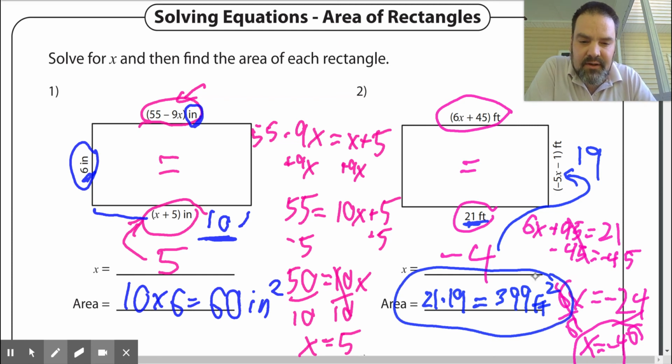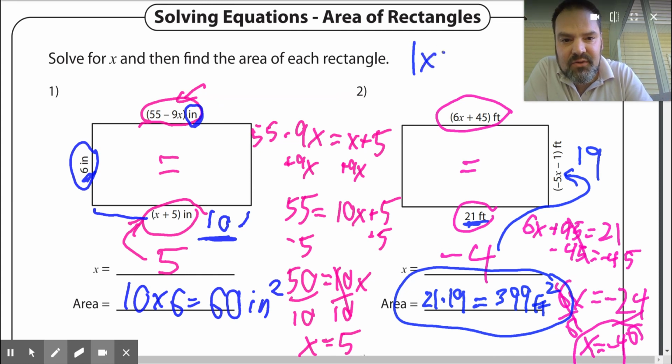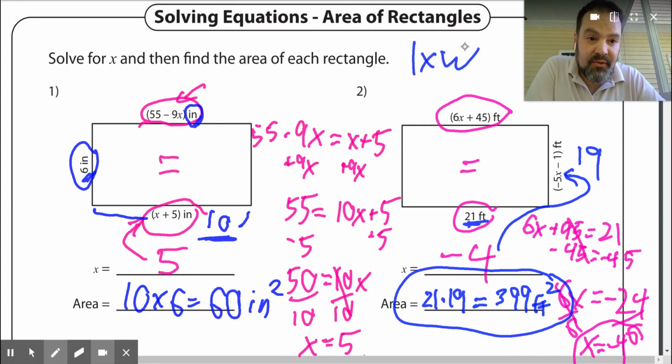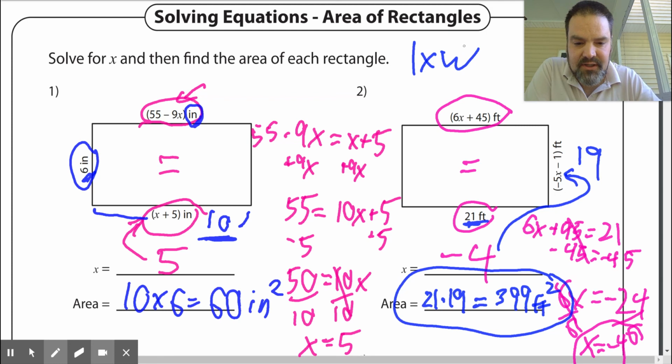So that's how you do it. You're going to first solve for x. And once you solve for x, you can put it in for the side. And ultimately, you're going to multiply together the length times the width. Just another example of a way that you might use algebra to help you with geometry, which you're going to be doing next year. So just wanted to give that to you. Finish the rest of the worksheet, and you will be good to go. Thank you.